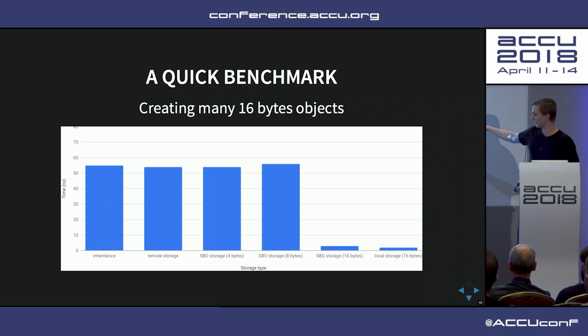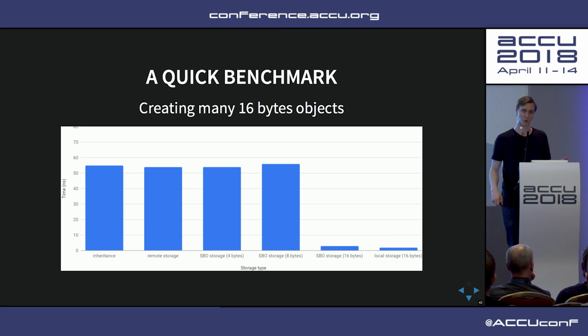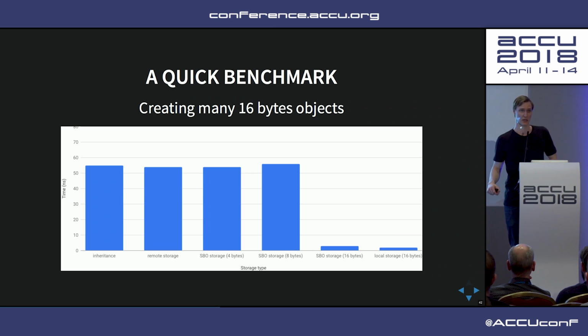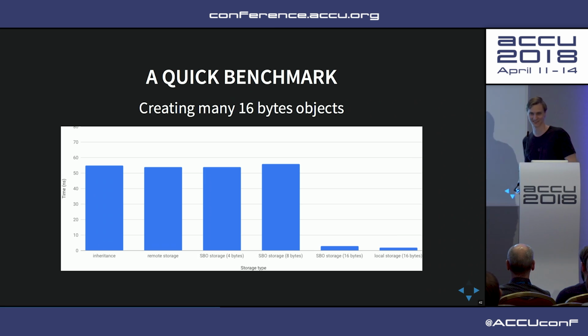The fourth one from the left is the SBO storage with 8 bytes. Again, it doesn't fit, therefore I get an allocation. And suddenly I used the SBO storage with 16 bytes, and now it fits. And guess what? No allocation. So essentially what this benchmark is showing is allocating is more expensive than not allocating. So like I said, no drastic conclusions. And then I've got the local storage with 16 bytes, which also never makes an allocation, and it's cheap.